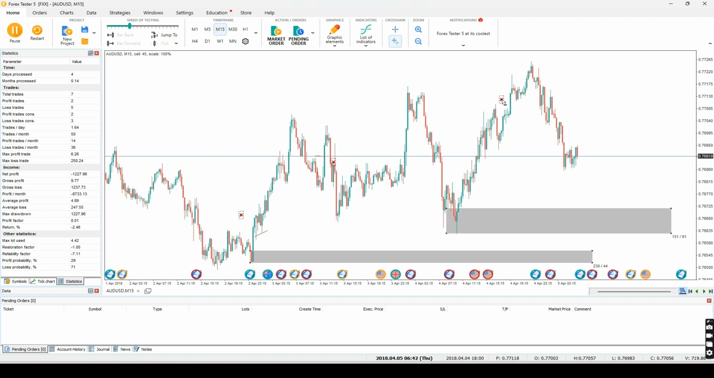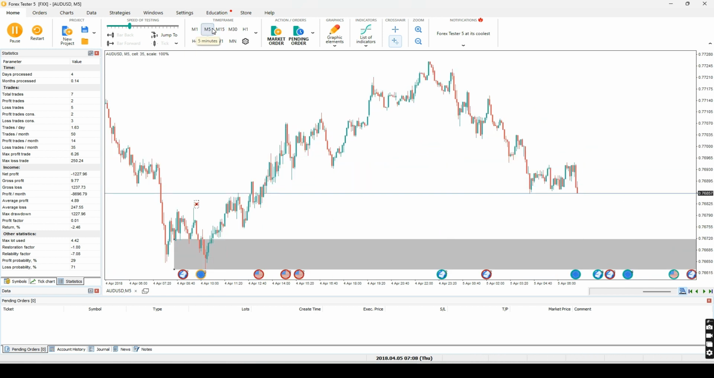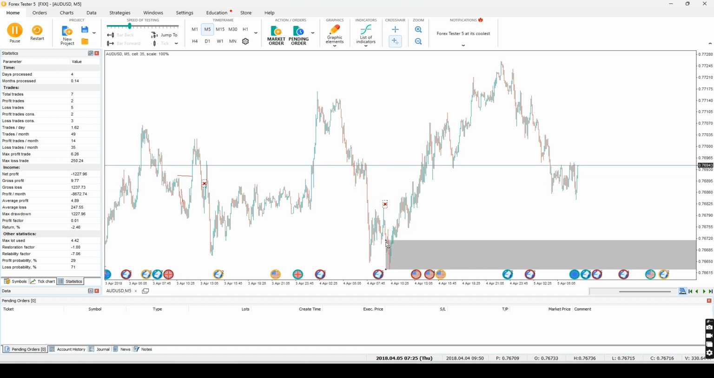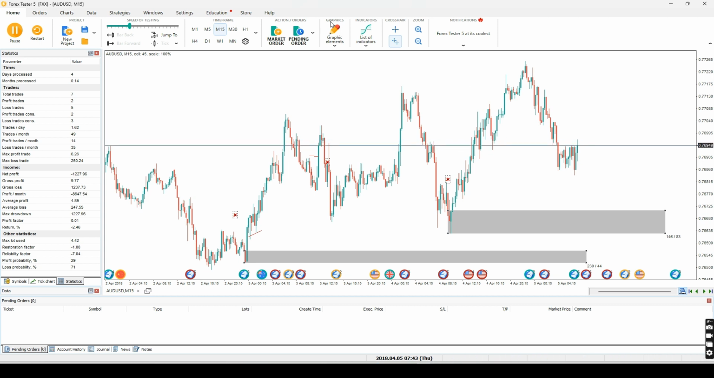So you can see that also this level right here had broken structure. So we wait for price to push into this zone right here. Let's see on the 5 minutes time frame. Yeah, looks good. Right here. If it comes to our level like that, we'll be able to get involved.